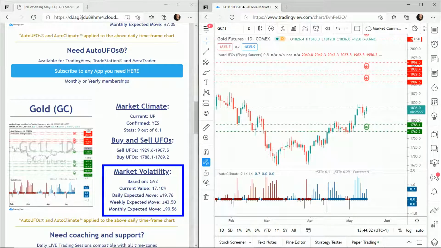Market volatility, in 1 year, we'd expect movement of 17.10%. That means in 1 day, movement up or down of 19.76 points. In 1 week, 43.50 points up or down. And in 1 month, 90.56 points up or down.